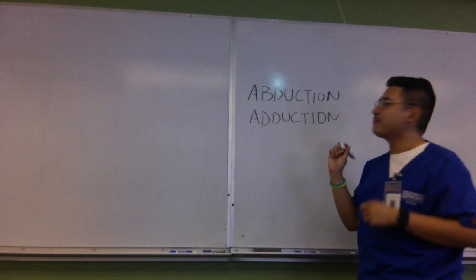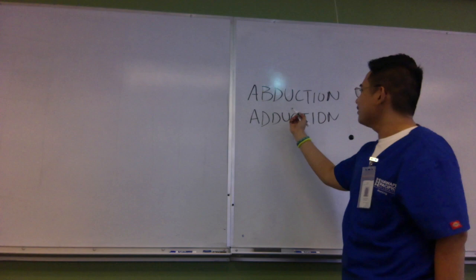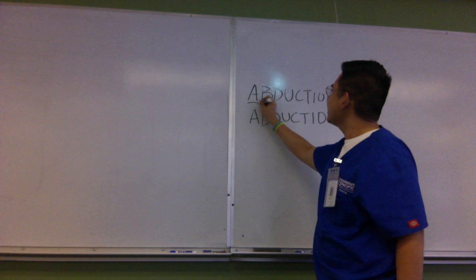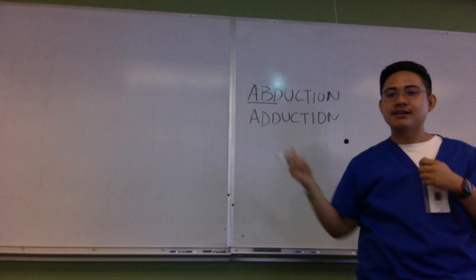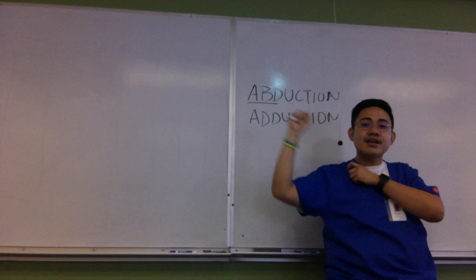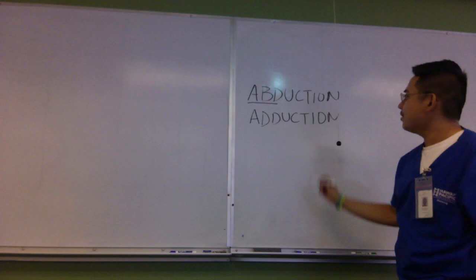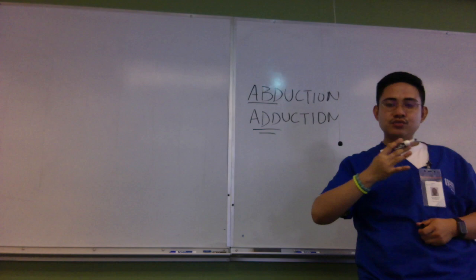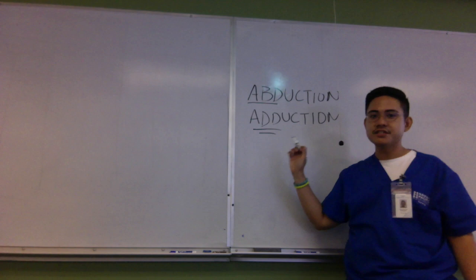Think math, that's one thing I have to remember. If you were to subtract, you're taking away things, like 5 minus 3, you have 5 units, you take away 3. Abduction, you take away from the center line. Whereas adduction is pretty much self-explanatory because you just add. You include towards, you add it towards it. Adduction, towards. Abduction, away. That's for capital letters.